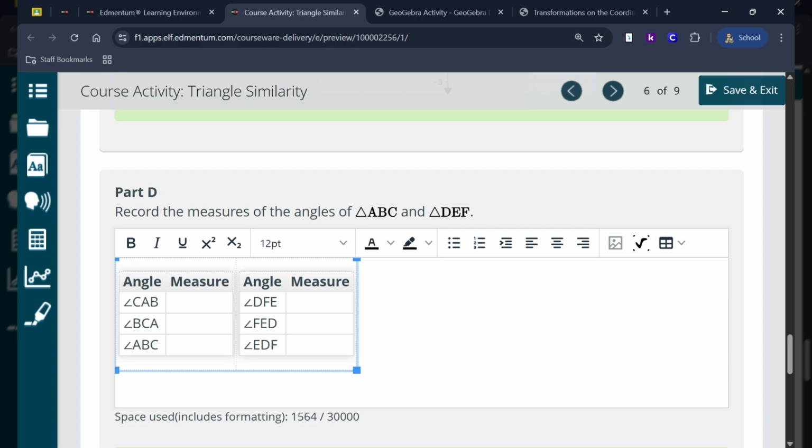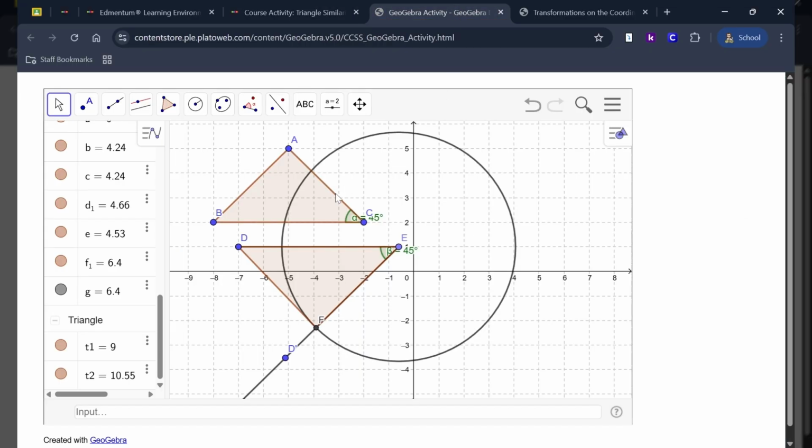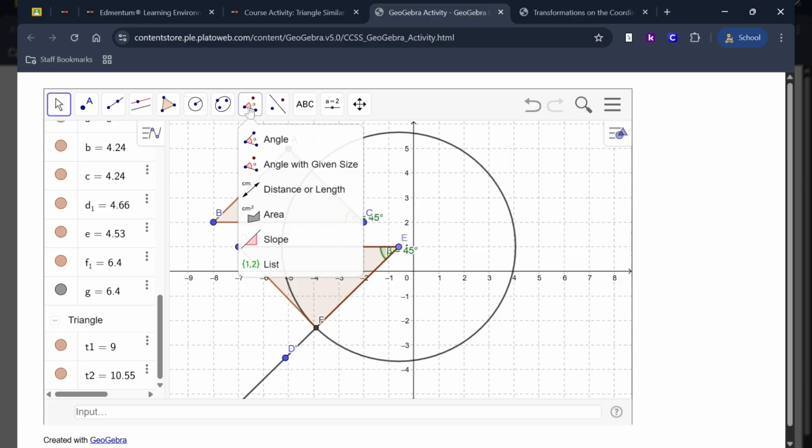All right, y'all. So now we are on to part D, which is just record the measure of the angles A, B, C, and D, E, F. So just really quick, we'll go through the first one, CAB. So how do you measure that one? So we'll come here to, remember the middle one is always the one that's getting measured. So for this one, just come here, angle.